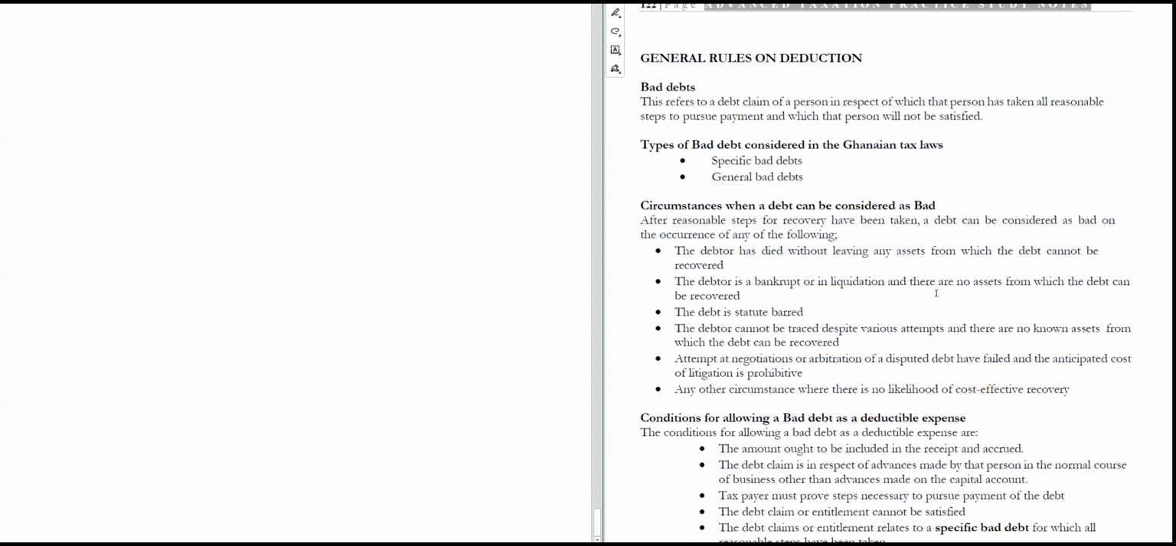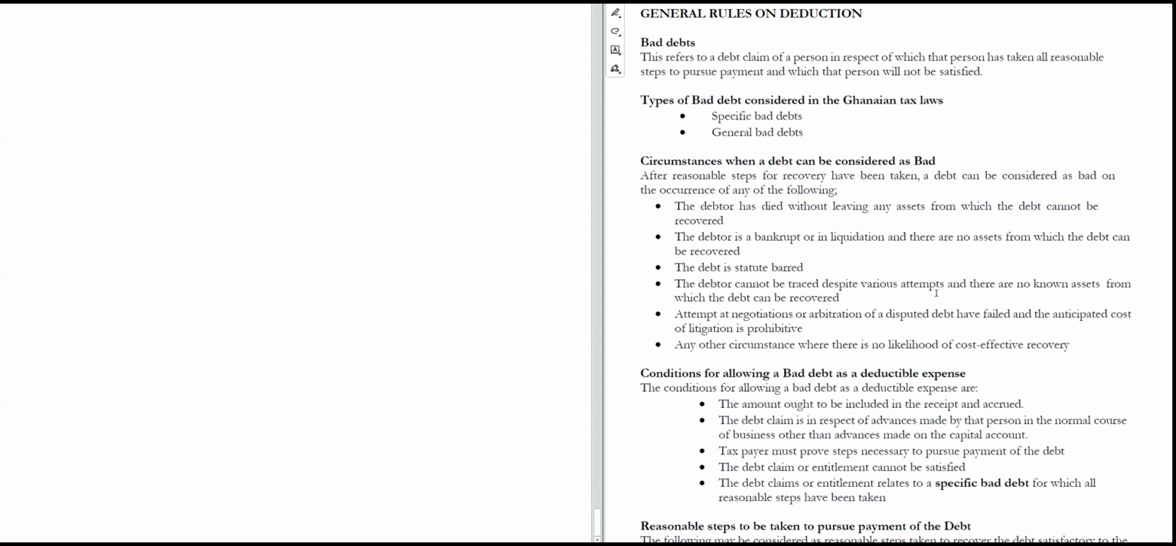So we looked at bad debts, the general rules on deducting bad debts the last time, but I'll go over it again. So when we say bad debt in tax, what is bad debt? It refers to a debt claim. Debt claim is simply money you have given to somebody, okay? Or a receivable, in respect of which you have taken all reasonable steps to pursue payment and which payment will not be satisfied, okay? So there are some types of bad debt considered in the Ghanaian tax laws. Either they are specific in nature or they are general bad debts, okay?